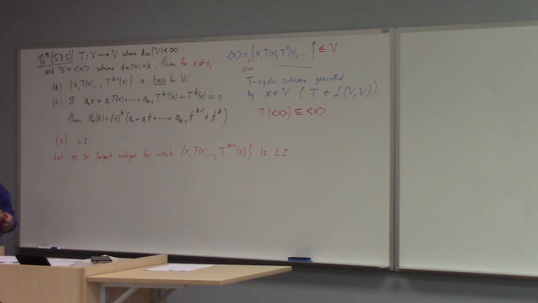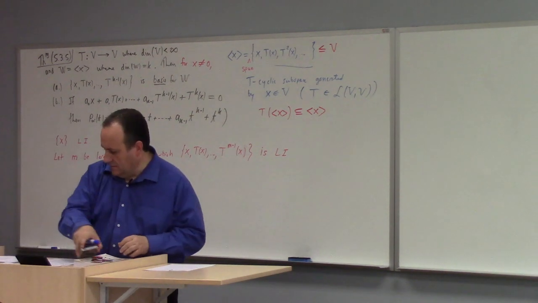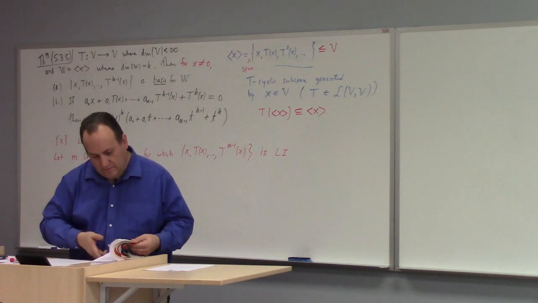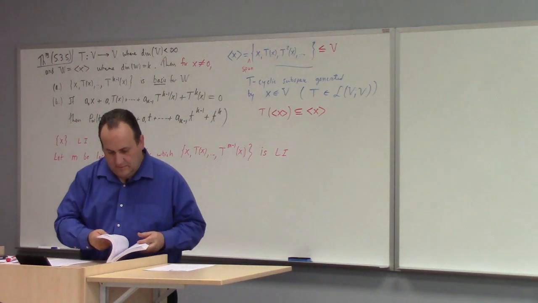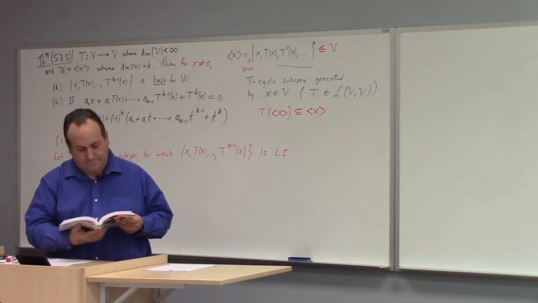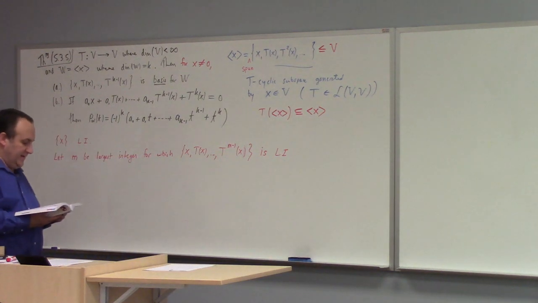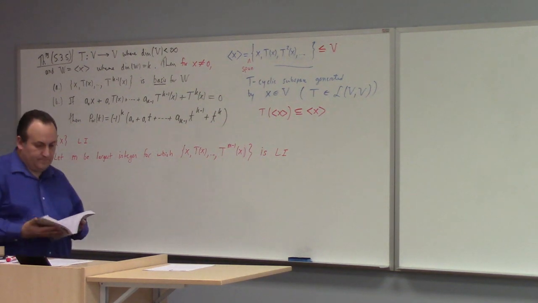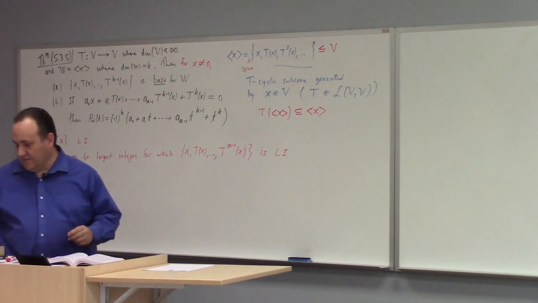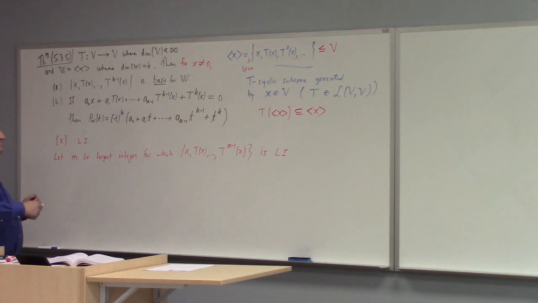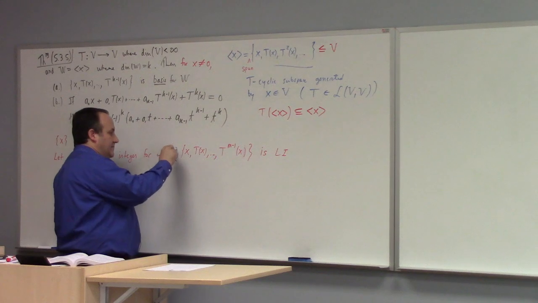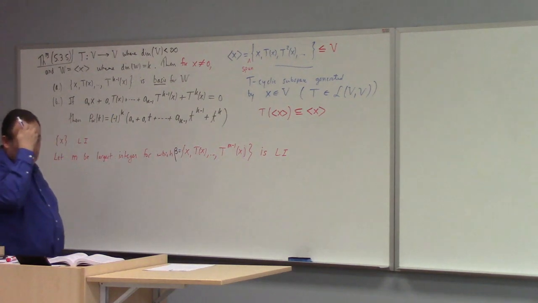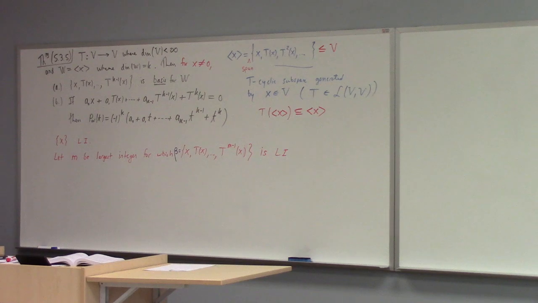And then basically he proves that, so this is on page 314, I think. He says, let J be the largest positive integer for which this is linearly independent. He uses J instead of M. He calls it beta. Let me call this thing beta here like he does. Why does such an M have to exist?